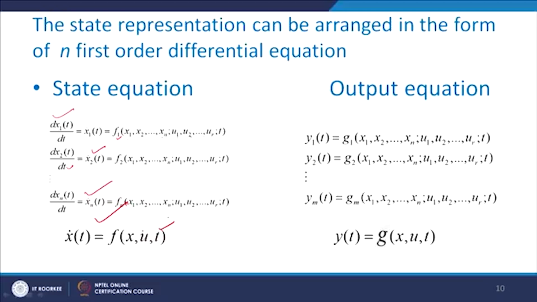Now similarly, the output equation is also a function of x and u. Therefore it is represented as y1 of t equals g1 function of x1, x2, xn, u1, u2, ur, y2 of t equals g2 function of x1, x2, xn, u1, u2, ur, and finally ym of t. So m is the output, as I told earlier, a function gm of x1, x2, xn, u1, u2, ur. So that is the state equation, and these are the output equations.